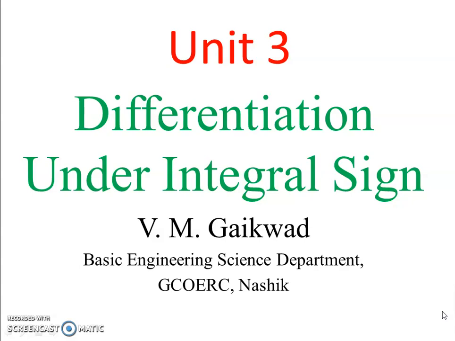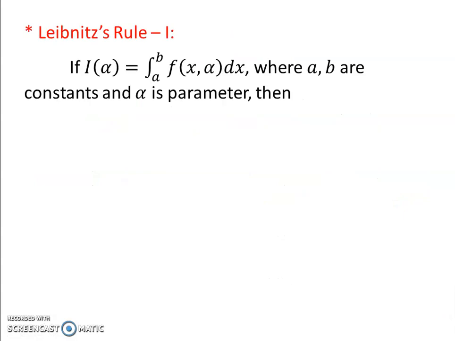Basically, there are two types of DUIS rules. These rules are defined by the scientist Leibniz. Hence, these are called Leibniz rule. So, we'll start with the topic DUIS. Now, Leibniz rule number 1.